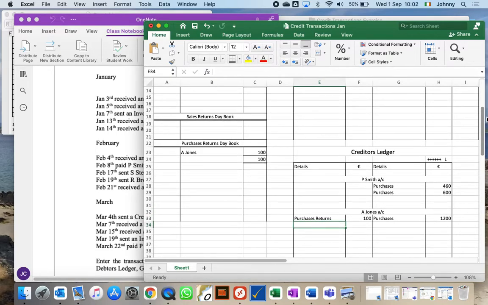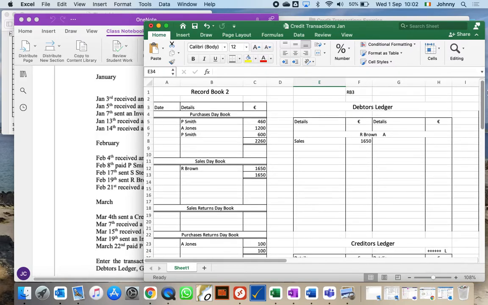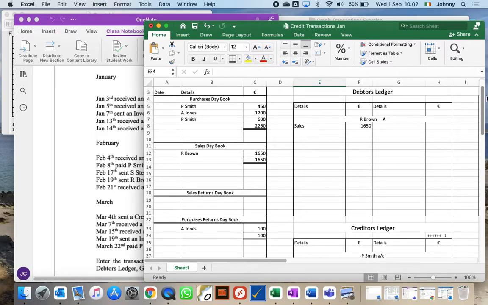Total them or balance them and then do a trial balance like we did for homework. Okay.